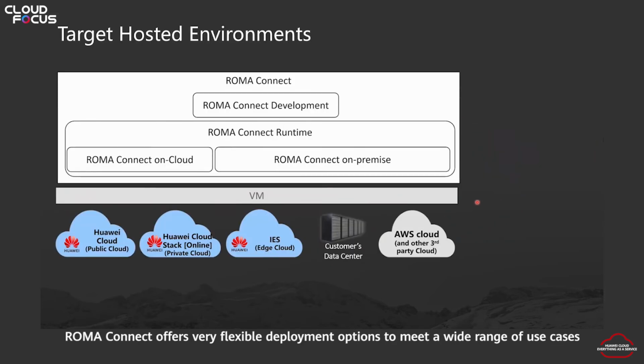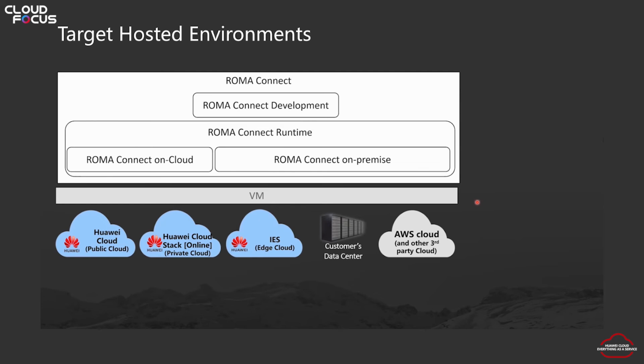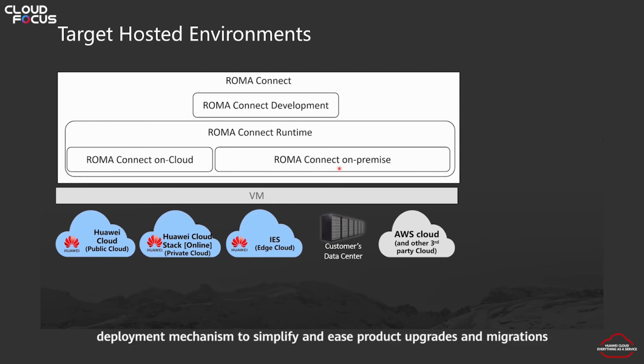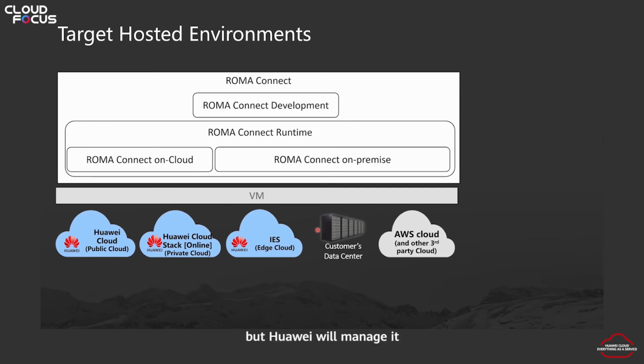ROMA Connect offers very flexible deployment options to meet a wide range of use cases. The architecture maintains a unified deployment mechanism to simplify and ease product upgrades and migrations. ROMA Connect supports both public cloud and private cloud deployment. A hybrid deployment can also support the integration of public clouds with private cloud data centers. Customers can also deploy ROMA Connect in their own data center, but Huawei will manage it.